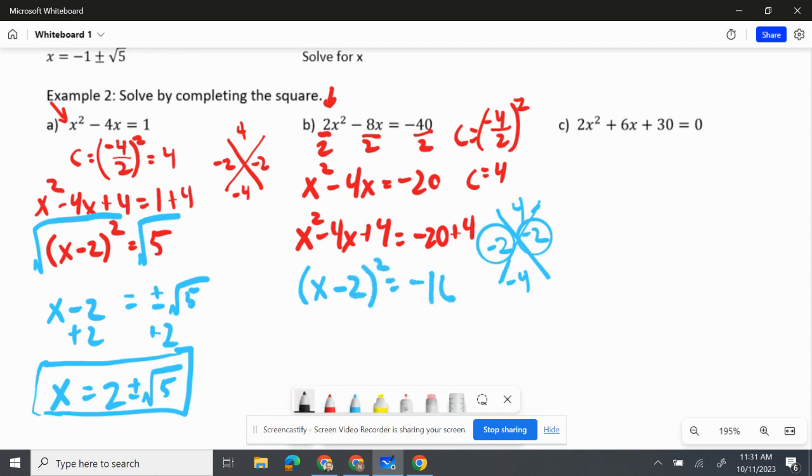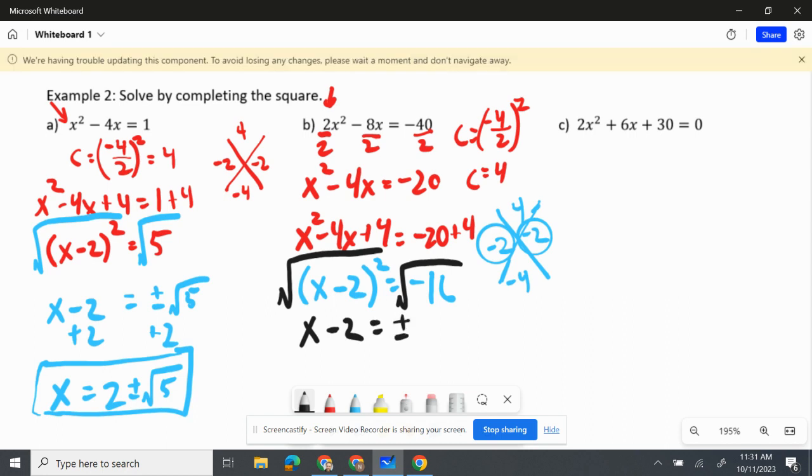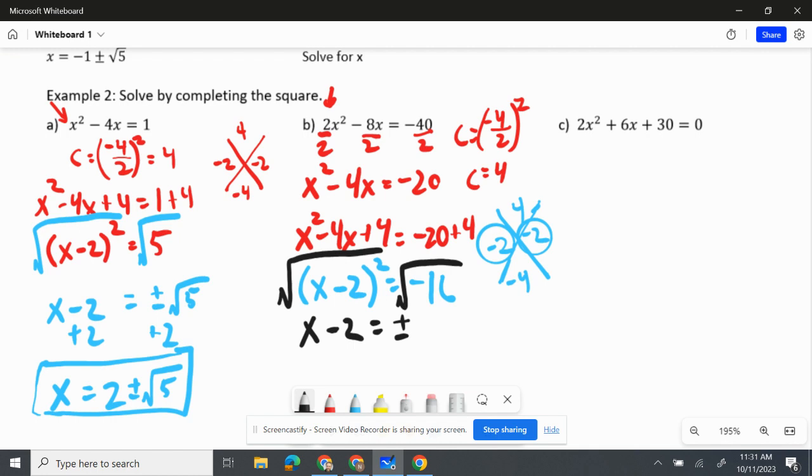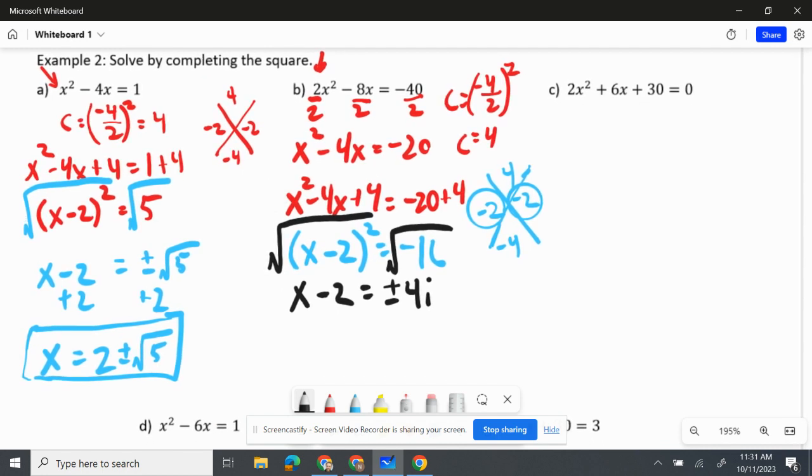And then we're going to get rid of the square by taking the square root. That gives us x minus 2 equals, and we're going to put the plus or minus. Whenever we have a negative, it's i. The square root of 16 is 4, so that would be 4i. And our last step will be adding the 2. And when we add the 2, what we get is x equals 2 plus or minus 4i.